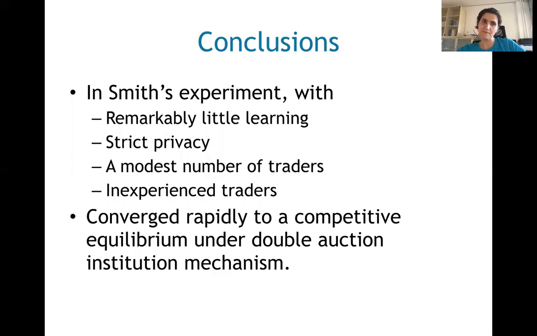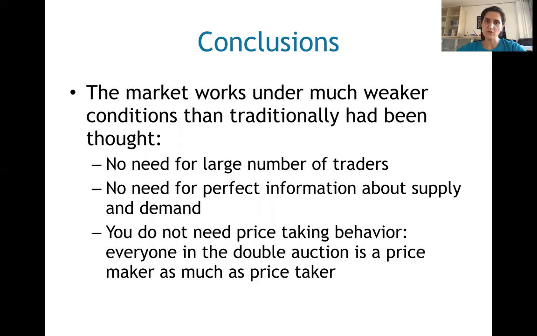In Smith's experiment, with remarkably little learning and strict privacy about valuations and costs, with a modest number of inexperienced traders, we observed a rapid convergence to a competitive equilibrium under the double auction institution. The market works under much weaker conditions than traditionally taught: no need for a large number of traders, no need for perfect information about supply and demand, and you don't need price taking behavior. Everyone in a double auction is a price maker as much as a price taker. You can make your own offers, or you can accept one of the offers made by others.